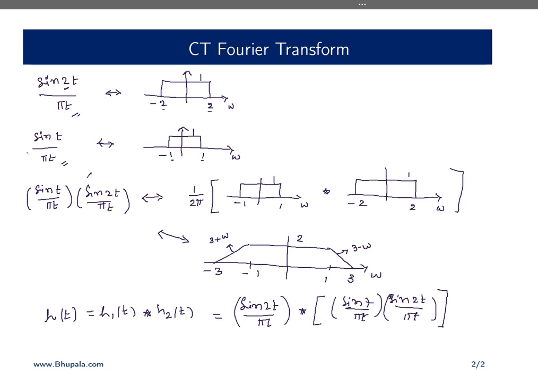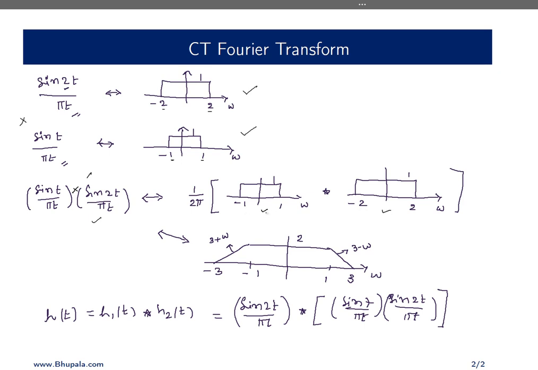Now if you multiply these two signals, we will get sin t by pi t multiplied with sin 2t by pi t. Note that this is nothing but multiplication of the time domain signals. So the third result which we have seen before says that if you multiply two signals in time domain, that corresponds to convolution in frequency domain, and hence we will get 1 by 2 pi times the convolution of this signal with this signal, and hence the final result would be the convolution of two rectangles of different width.